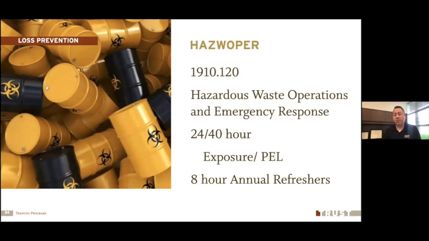And the requirement with this one, there is actually an annual refresher on this one. So it's an initial training before they're exposed to this hazardous waste. And then every year there's an 8-hour refresher training requirement to keep up on that. So we can help you with more information on that as well. We do trainings as well for this one on the refreshers too.